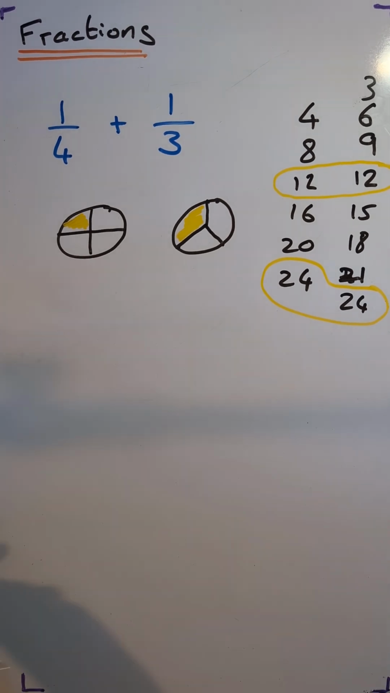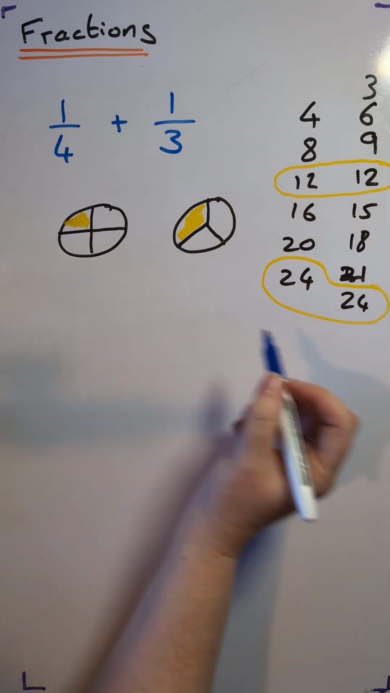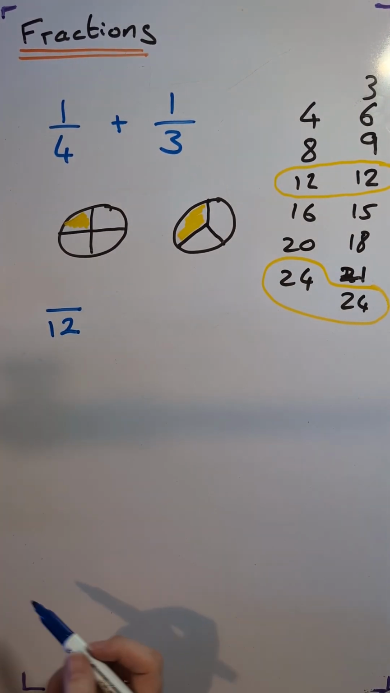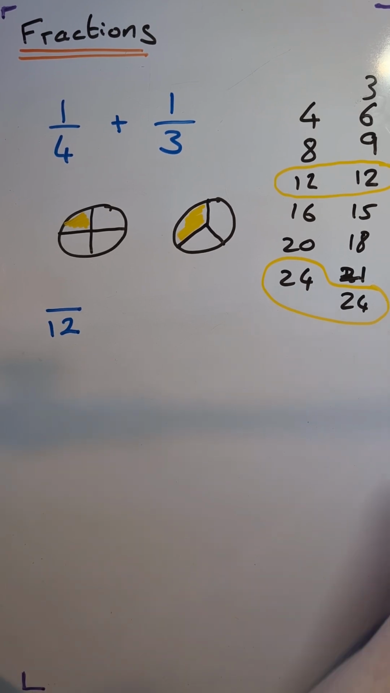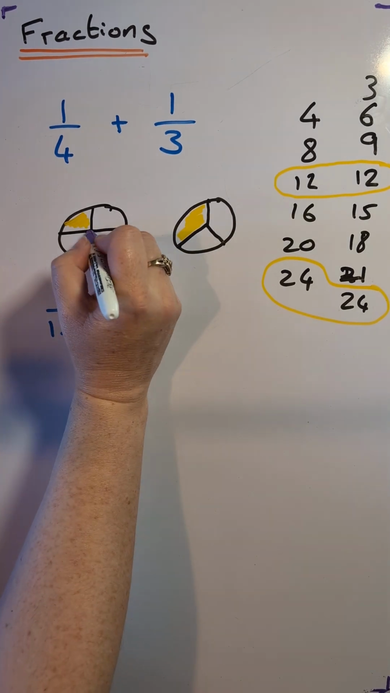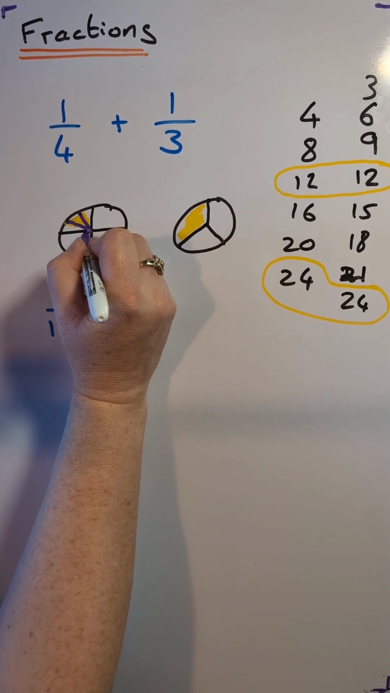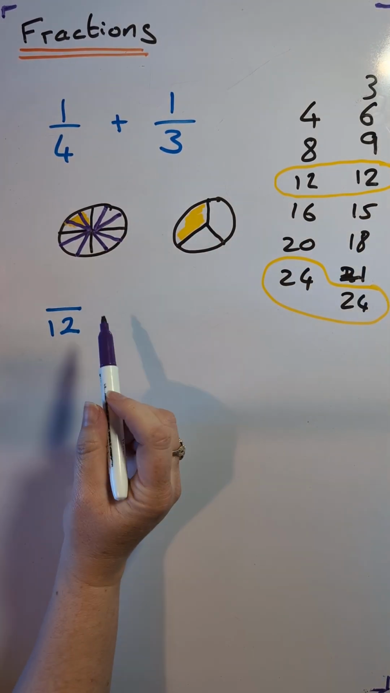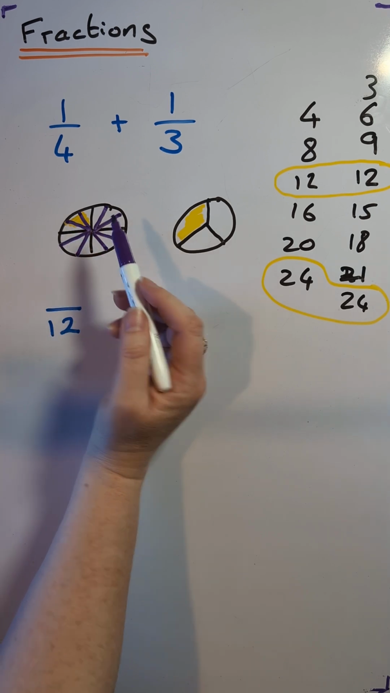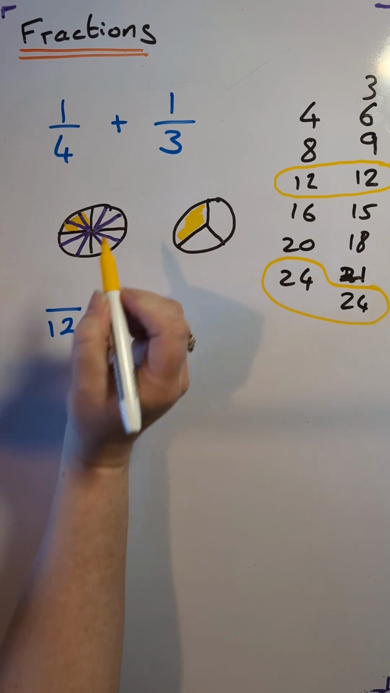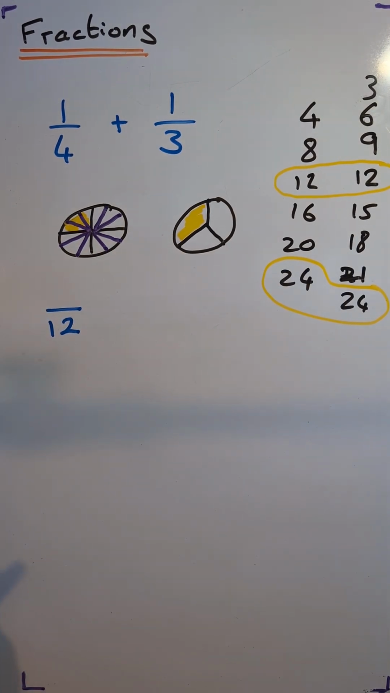Right, okay. So if I make our quarter into 12ths, how many pieces out of 12 will we have? Right, well, let's have a little look. So to get 12, we've got 4. I need to split it up three times. So I've got 3 of them. That doesn't show up very well. 3 of them from my original quarter. And the rest are blank.